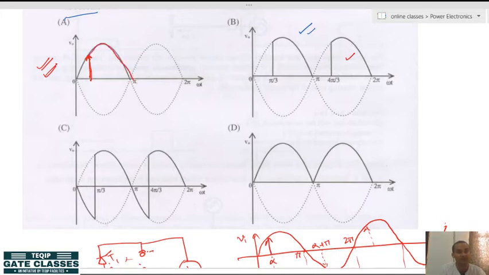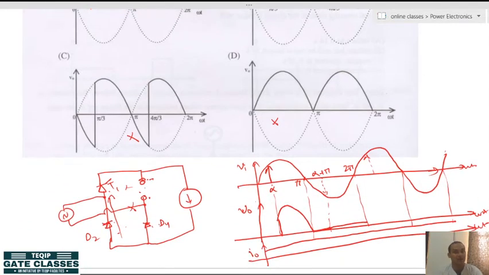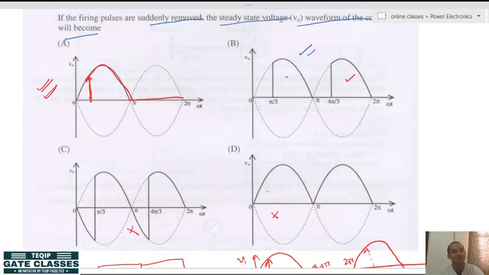So, output will be like this, and then it will be like this. Negative is anyway not possible, because the semi-converter does not allow negative, and it is also not possible because it is a full wave rectifier, and you are not giving a gate pulse, so these two are anyway not possible. This one is also not possible, because the firing angle has been removed. So, this must be the correct option, but due to a printing mistake or something, this alpha has not been drawn. So, this must be the correct option.